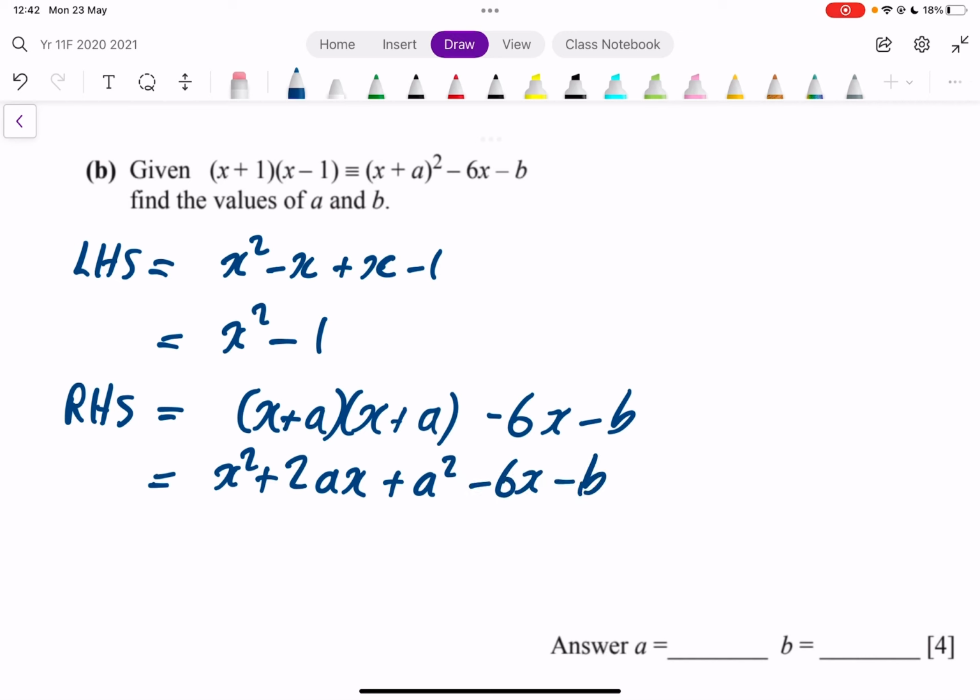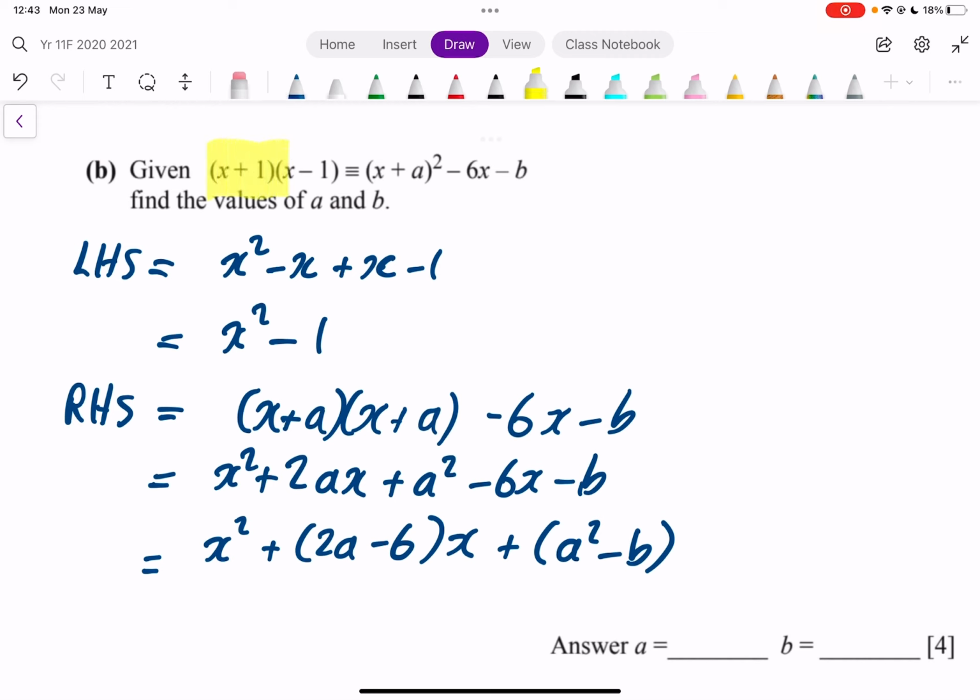Now this next bit is a wee bit strange. I'm going to group all of my x² terms together, so I have only one x² term. Then I'm going to group all my x terms together, so I have (2a - 6) lots of x. And then my terms that don't have any x² or any x in them, I've got a² - b. So there's my left-hand side, that's what it's equal to.